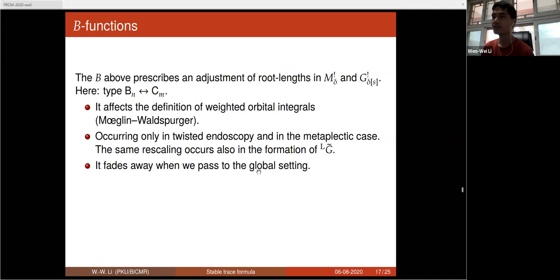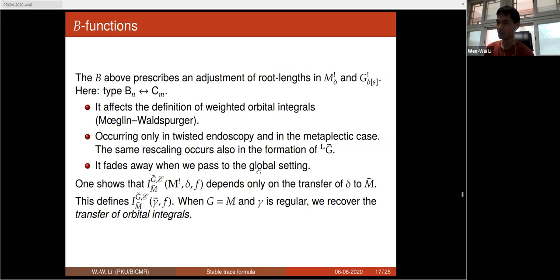All right. And once we define this, you can say it depends not really on the endoscopic datum M shriek and the delta. It depends only on the transfer of delta to M tilde. You can transfer distributions from M shriek to M tilde, and here you just transfer delta. You regard delta as an orbital integral, and then you transfer it to M tilde. That's it. So in this way, you can define it as something indexed by distributions on M tilde, namely the gamma tilde here.